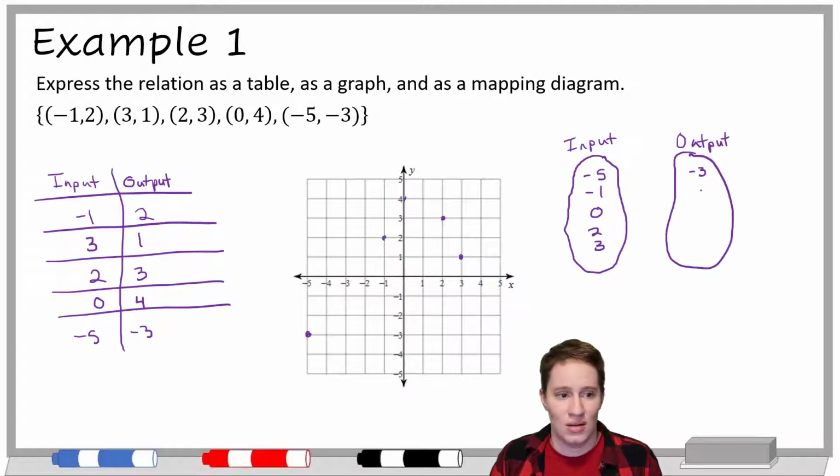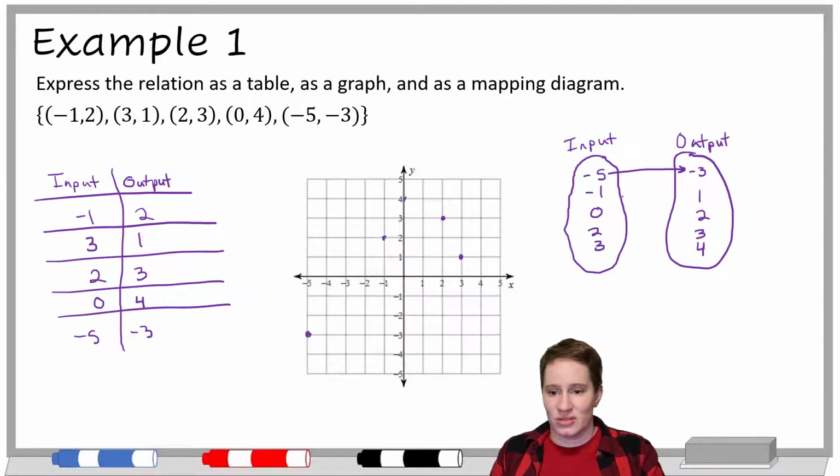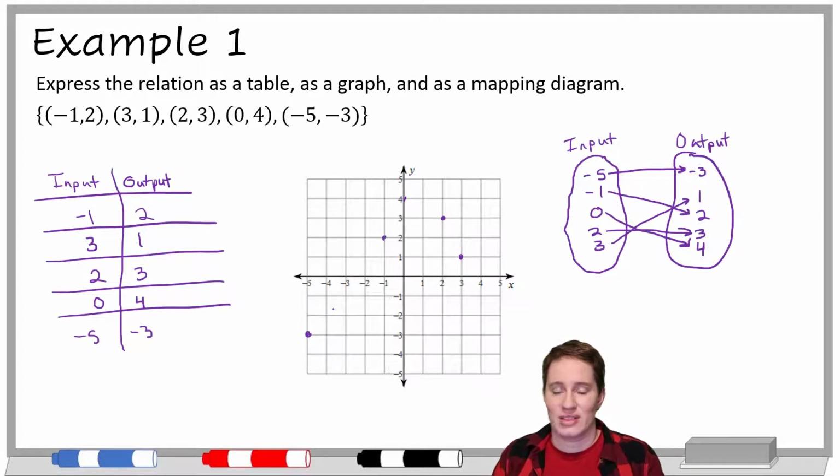-3, 1, 2, 3, 4. Okay, so -5 goes with -3. This is not necessarily the way we wanted to start because that's boring. -1 goes to 2. 3 goes to 1. And 2 goes to 3. And 0 goes to 4. I did that in a weird order. But there we go. We've drawn the arrows across so that we can see the relationship.